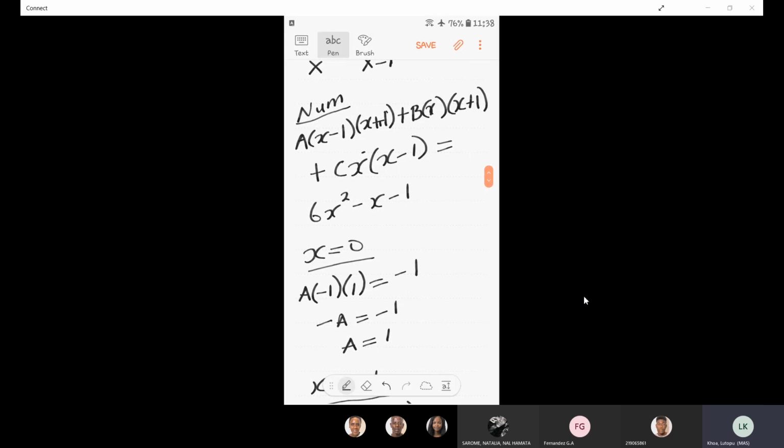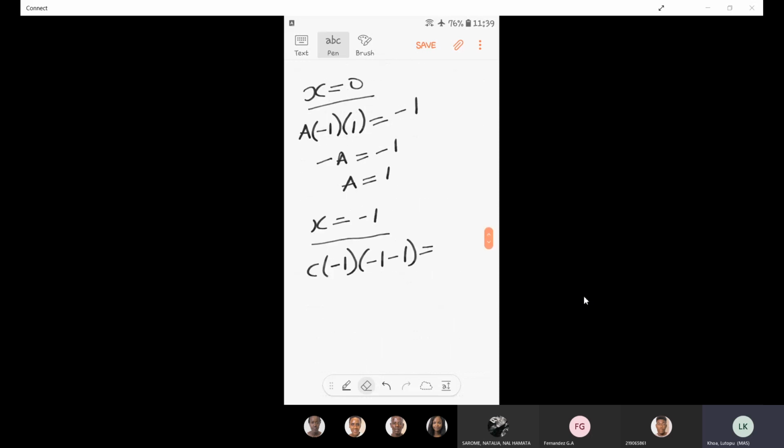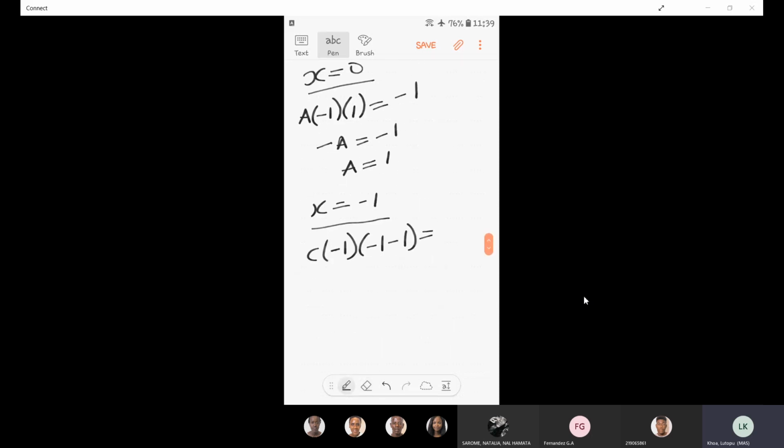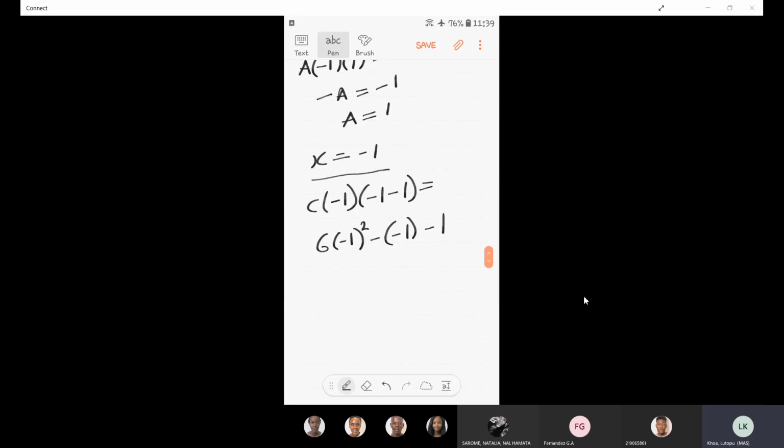When I substitute, I have 6 times minus 1 squared minus negative 1 minus 1. So I substitute it there. Okay, simplifying the left-hand side, I have negative 1 times negative 2, which is just 2. So I have 2c.